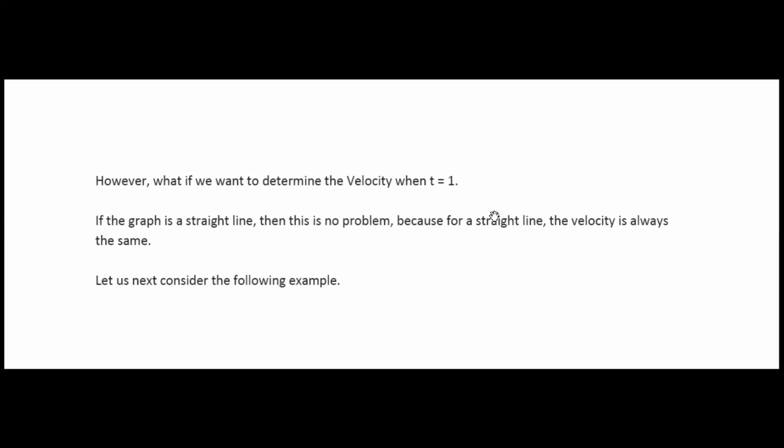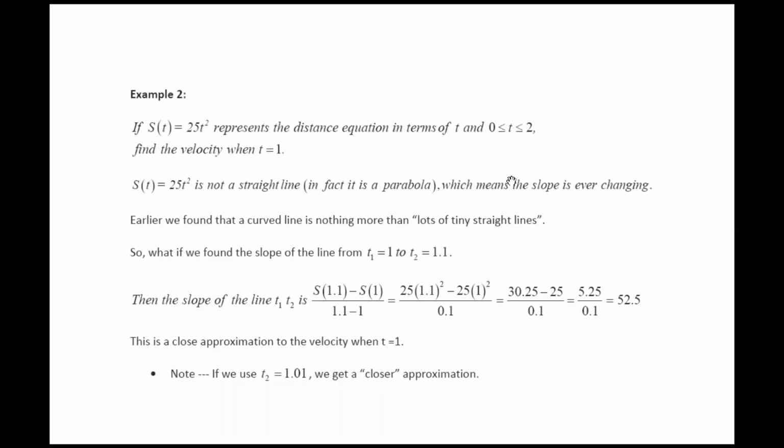Let's consider the following example. Example 2. S of t is 25t squared, and t is from 0 to 2. Well, that looks like the example we just worked. Well, it is. However, it's different. We're not asking here for average velocity. We want the velocity when time is 1.